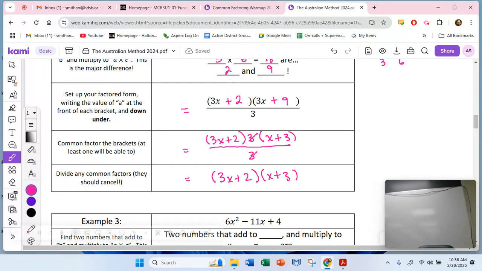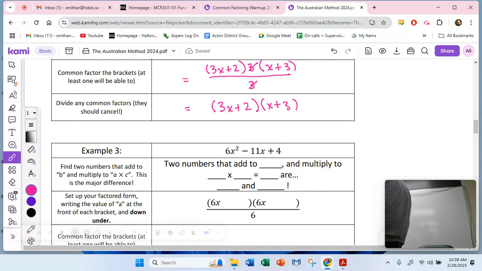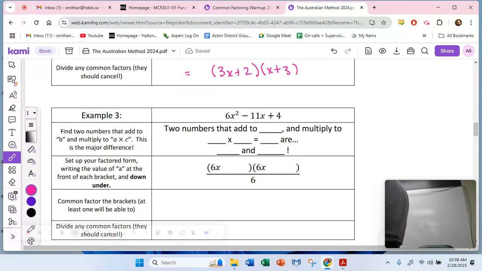Let's try another one. This one has a little bit of a twist, not a huge twist. I think this one has a twist. Let's begin. So 6x squared minus 11x plus 4. Can't divide it by 6. Not a perfect square. So that's okay.